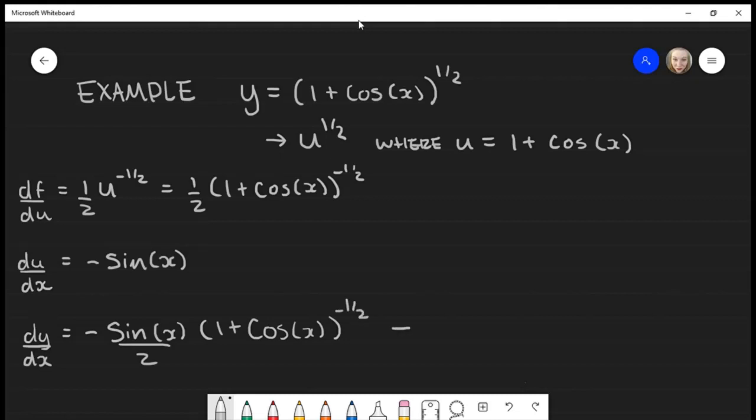Now I'm going to simplify it further, and I'm just going to take the 1 plus cos x to the minus half to the bottom. And there you go, there's our answer.